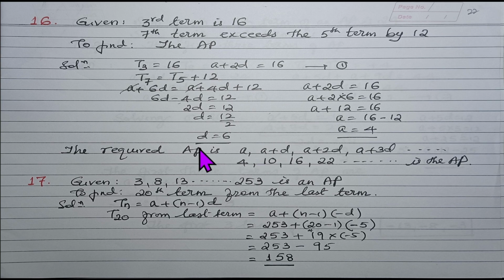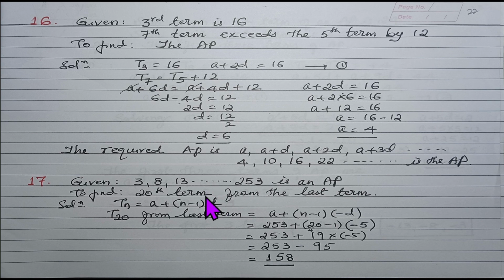So the AP is a, a plus d, a plus 2d, a plus 3d, that is the general form of AP. Therefore a is 4 and d is 6 here, so a plus d is 4 plus 6, that is 10. Then 10 plus 6 is 16, 16 plus 6 is 22, and so on is the AP. So the simple method here is first find a and d, then write the general form of AP, and then substitute the values to get the AP. Remember that.